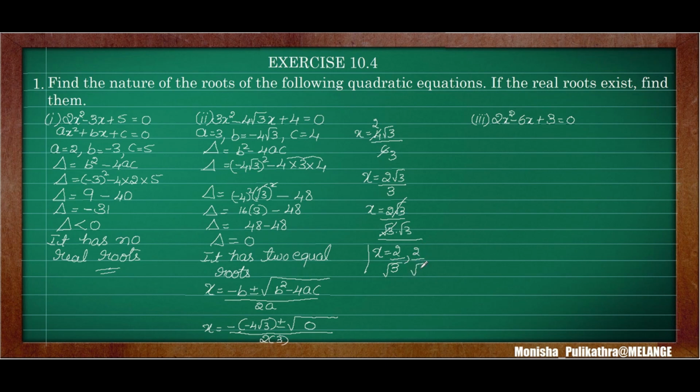We can write another one, that is, it has two equal roots. Okay, that's why we are writing it twice. It has two equal roots. This is the way of doing it. Moving on to the third problem.